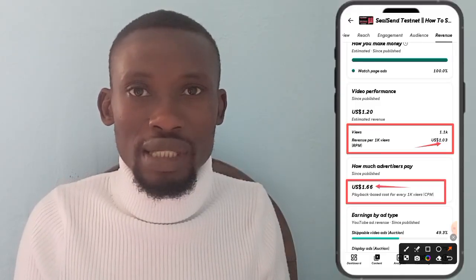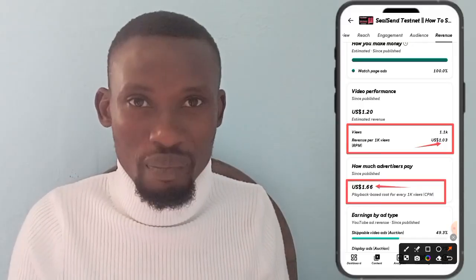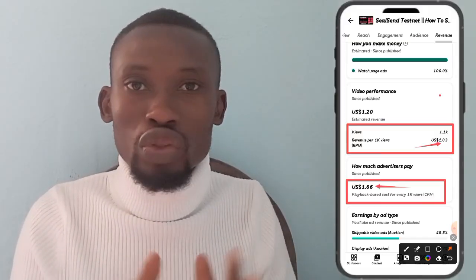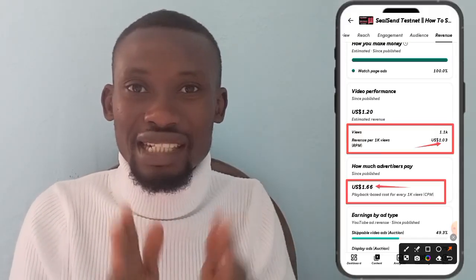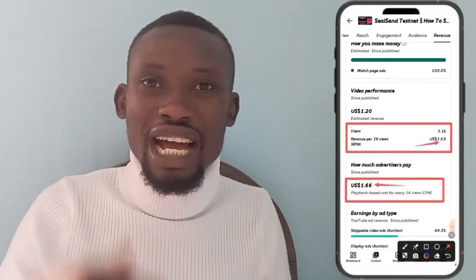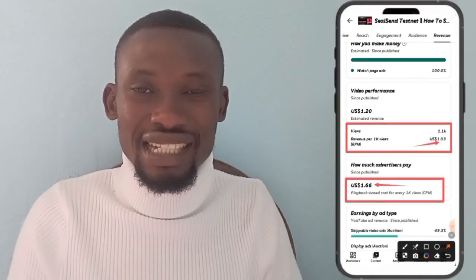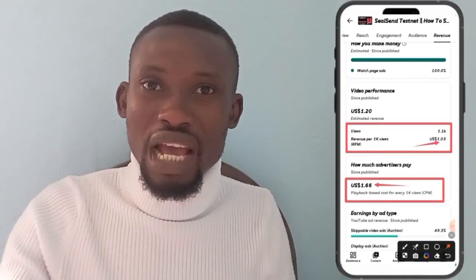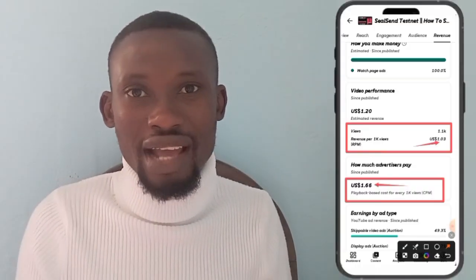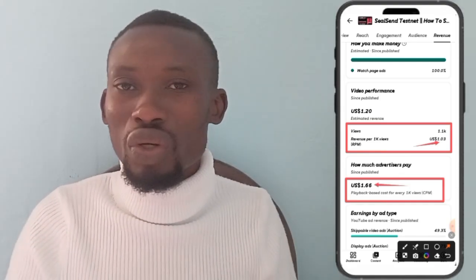What does this simply mean? What determines how much you earn on YouTube is not the RPM. What determines it is the CPM. The so-called YouTube gurus are not actually analyzing it and teaching you the right way. The higher the CPM, the higher your RPM. So it's not the RPM that determines what you earn, rather it is the CPM. Because if the CPM is low, you earn low. If the CPM is high, you earn high. And this thing is being determined by advertisers, not you, not YouTube.